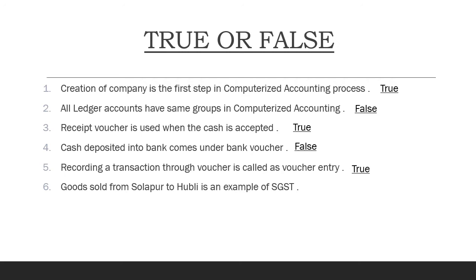So this Solapur is in Maharashtra state and Hubli is in Karnataka state. So are they from the same state? No. Goods are sold from one state to another state. हम लोग एक ही state के अंदर सेल कर रहे हैं क्या? नहीं. तो फिर यहाँ पे SGST जो लगाएंगे, that is correct? No. Here SGST आएगा क्या IGST आएगा? IGST, because IGST is used if you want to sell or purchase goods from another state, right? So this is false. The answer of this is false.